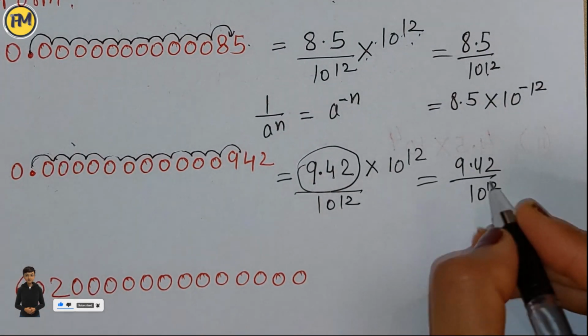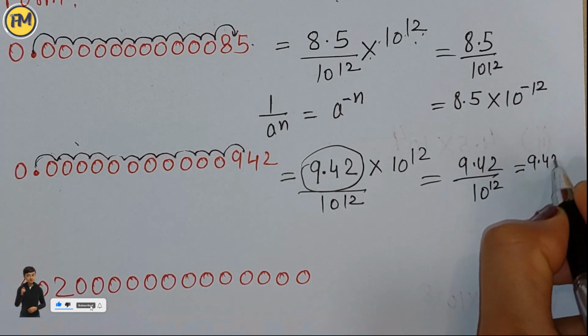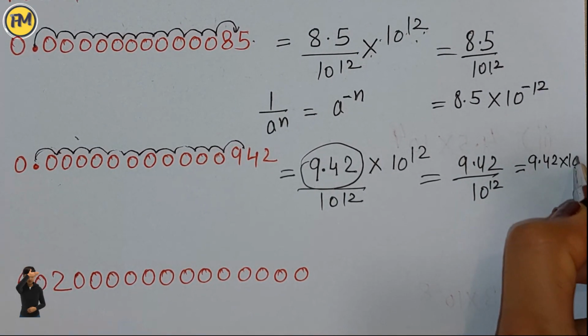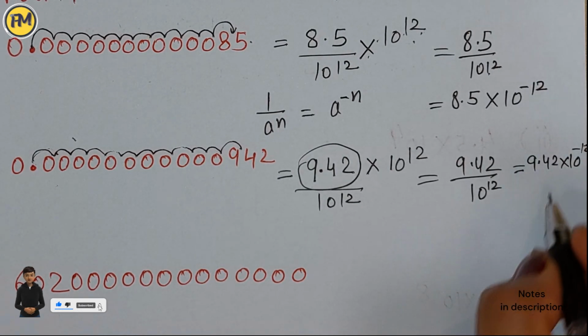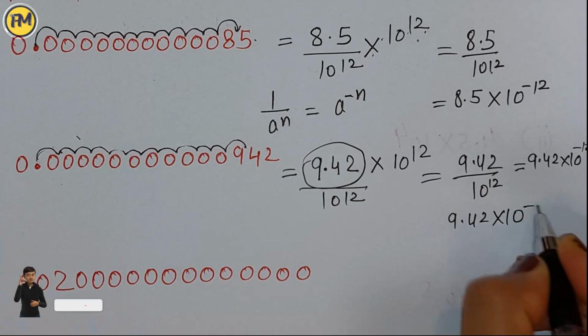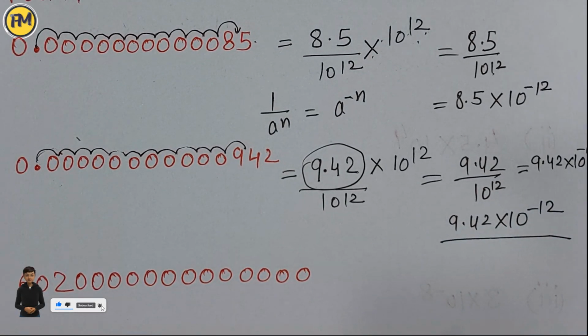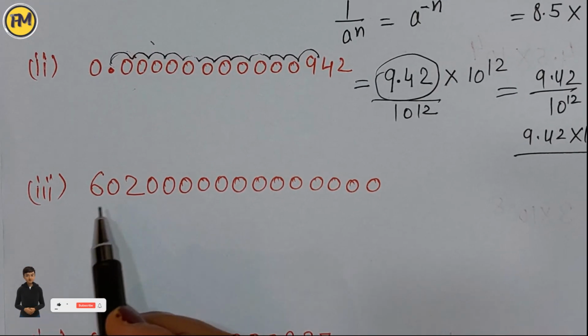Okay, so now solve this. Again the power is in division and it will become negative. 9.42 into 10 raised to the power minus 12. Okay, I will write it below: 9.42 into 10 raised to the power minus 12. So this is your answer. I hope you understood. Now let's try the next part of this question, the third part.